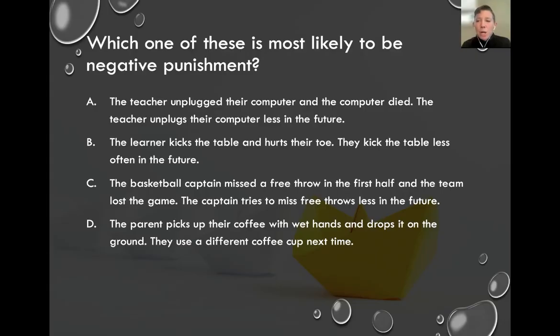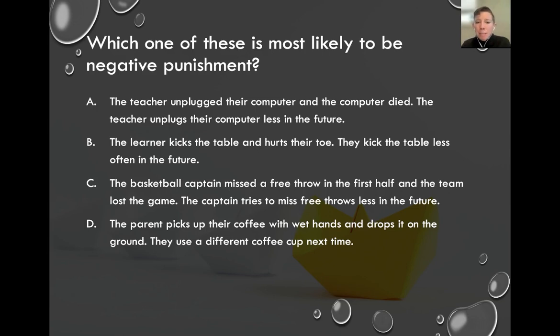A is our correct answer. Third, when we remove a stimulus that decreases the frequency of a behavior. So when we're talking about the learner kicking the table and hurting their toe, the pain is the thing that's added after they kick the table. So hurting their toe is added to the equation. The pain that they feel is something added. So this is going to be positive punishment.